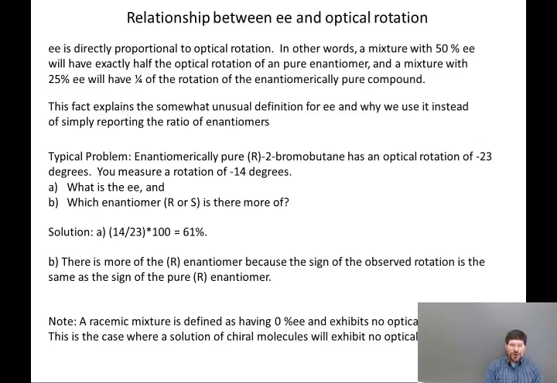Also note that a racemic mixture is defined as having 0% EE and exhibits no optical rotation. So when you have a racemic mixture, you still have a chiral molecule. It's just all of your R cancels out with all of your S, and this is a case in which a solution of chiral molecules will exhibit no optical activity.